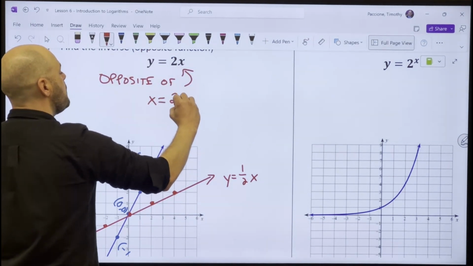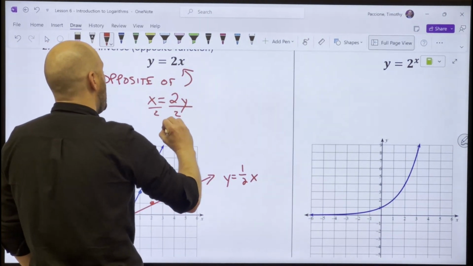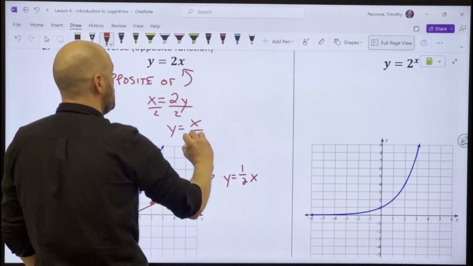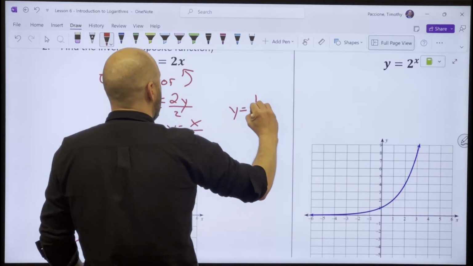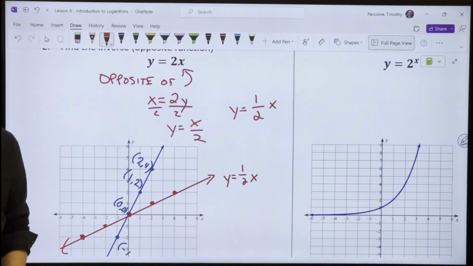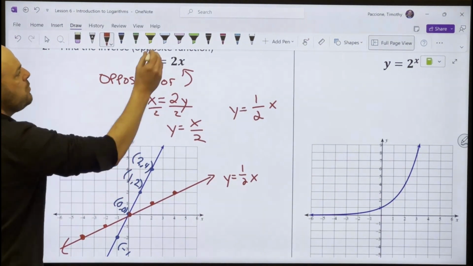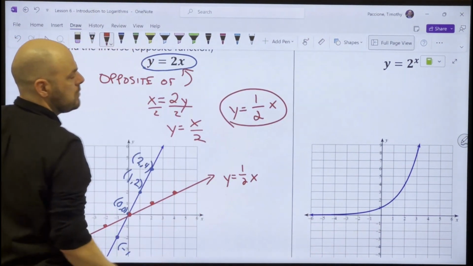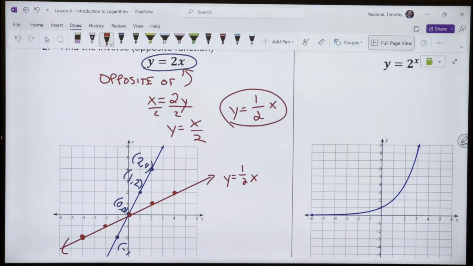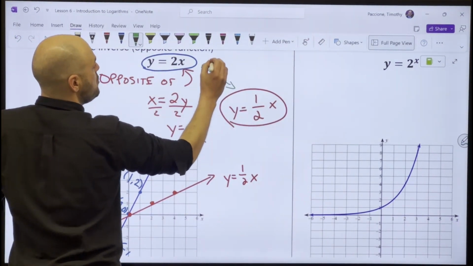X equals 2y. Well, we like functions that are y equals, right? So I'm going to divide by 2, divide by 2. I get y equals x divided by 2, which can be rewritten as y equals 1/2 times x, which is exactly what we found when we graphed it, right? Now, what's the point of all this? Well, if you know this, you could always find this, right? You could always find your opposite because you just have to flip everything, right? And that means they have a relationship. Inverses have relationships, and you can use one to find the other.